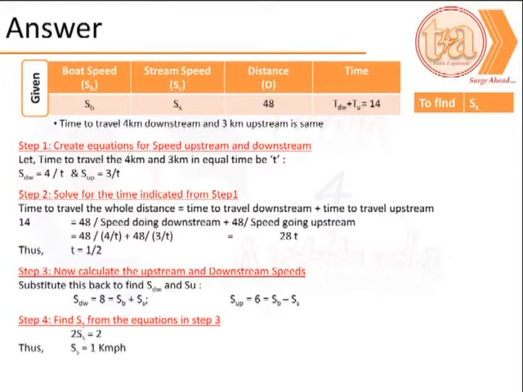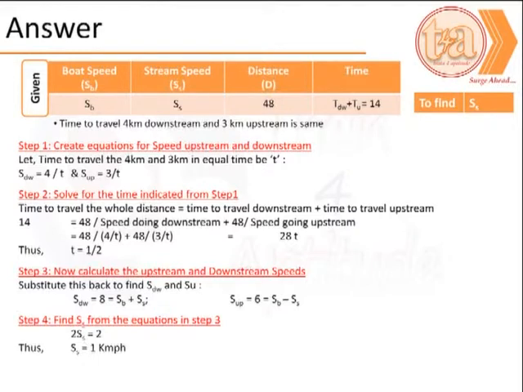To solve the problem, we begin by looking at information given to us. It is mentioned that the distance one way is 48 kilometers. The total time of travel, both downstream and upstream together, is 14 hours. It's also mentioned that the time to travel 4 kilometers downstream and 3 kilometers upstream is equal. We first form equations for the speed downstream and upstream by assuming that the time taken to go 4 kilometers downstream and 3 kilometers upstream to be t. That is, speed downstream is 4 by t and speed upstream is 3 by t.